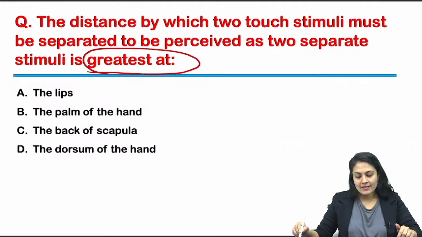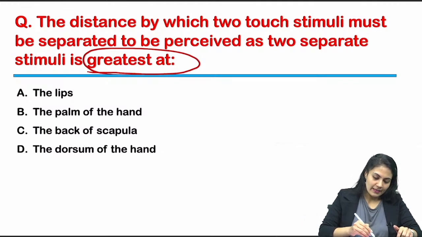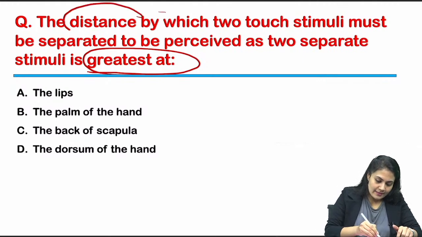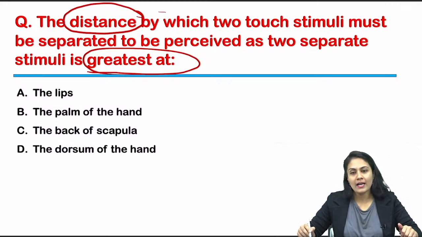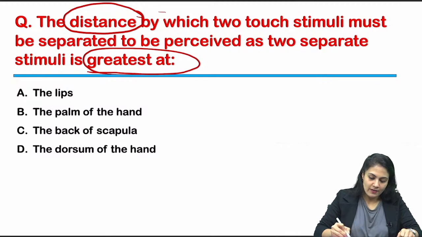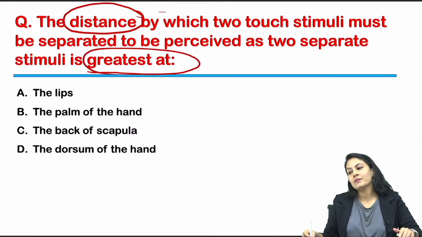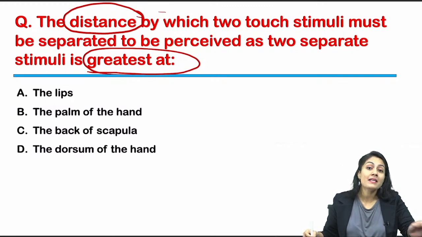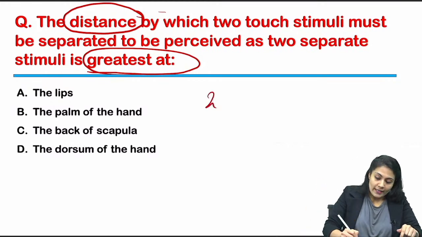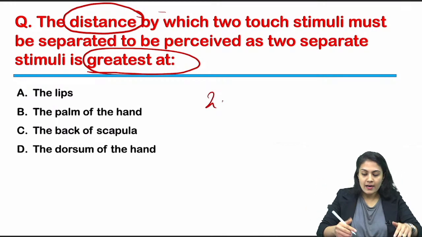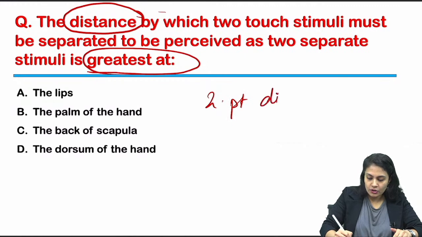You're giving me the answer as A. The distance by which two touch stimuli must be separated to be perceived as two separate stimuli is greatest at. It cannot be lips, guys. It cannot be lips. The distance in the lips and fingertips is minimum. The 2-point discrimination, if they would have clearly asked 2-point discrimination.